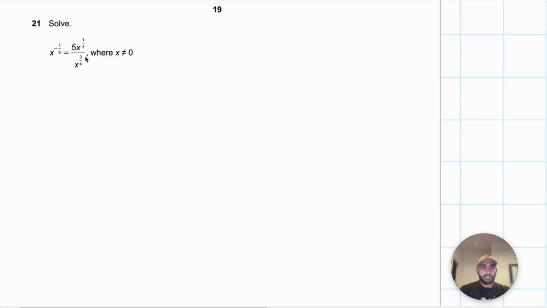So the first thing I'm going to do is multiply both sides by this x to the power of 3/4. So I've got x to the negative 1 over 6 multiplied by x to the 3/4 is equal to 5x to the 1/3. Now I'm going to divide both sides by x to the 1/3 to get this 5 on its own. So that will be 5, and then this will be divided by x to the 1/3.